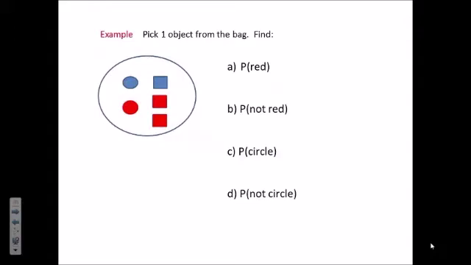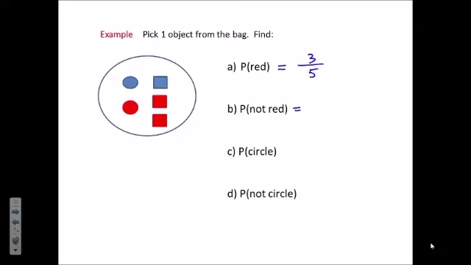Pick an object from the bag, find the probability that it's red. Well, there are 5 objects in the bag. Of these 5, how many are red? 3. So the probability of picking red would be 3 out of 5. What's the probability of not red?